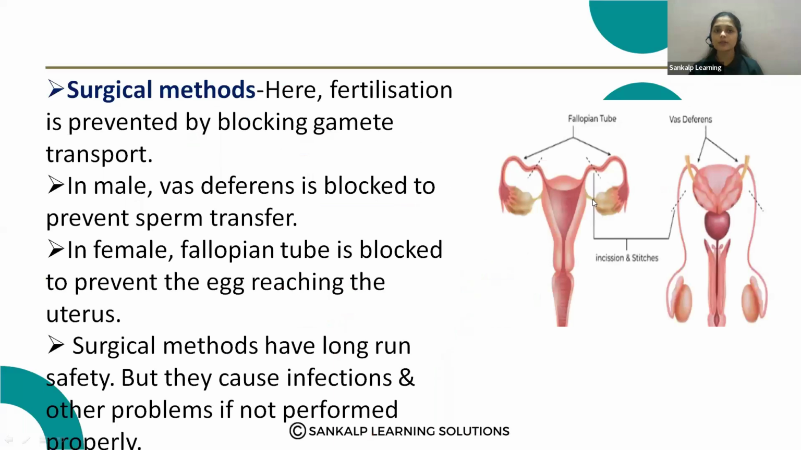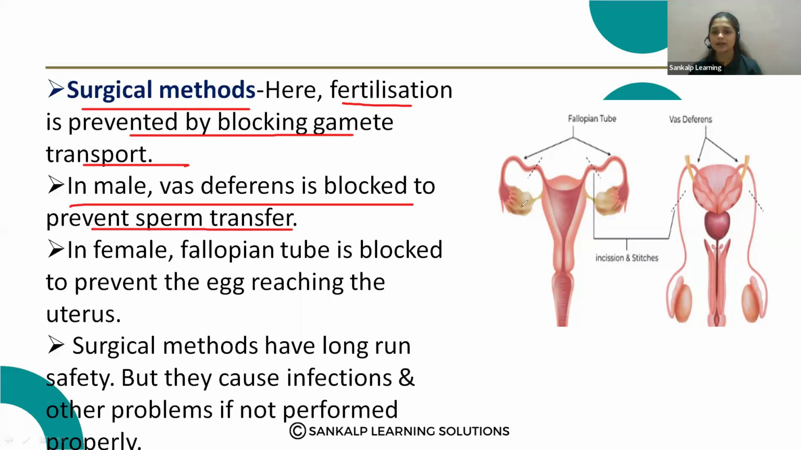And one more type is surgical methods. Surgically they remove some part, and that is able to stop the fertilization. That is used as a contraceptive method. Here, what is the surgical method? Fertilization is prevented by blocking the gamete transport. Here in the male, the vas deferens is blocked to prevent the sperm transport.